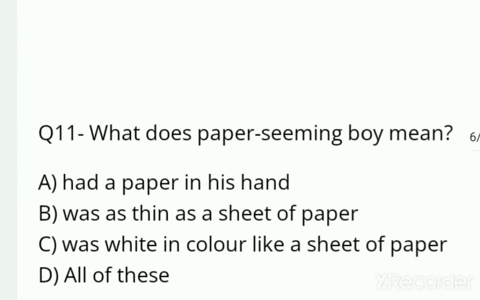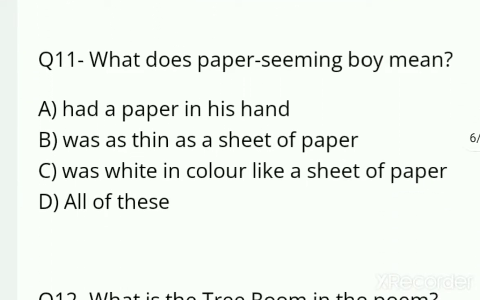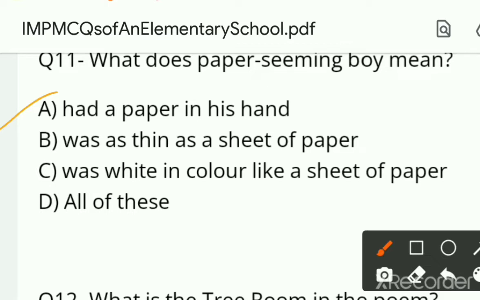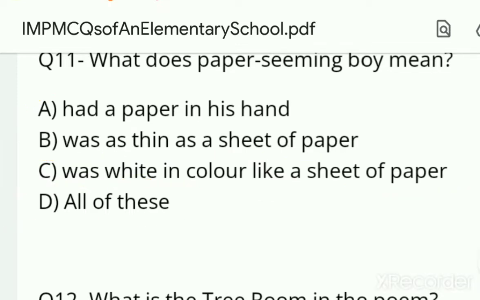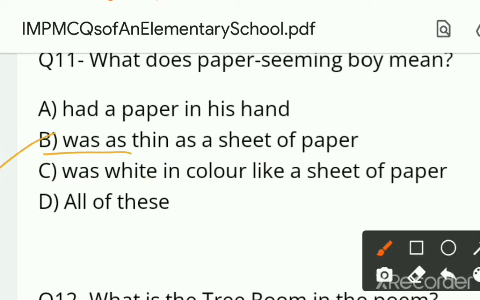Next question, what does paper seeming boy mean? A, had a paper in his hand. B, was as thin as a sheet of paper. C, was white in color like a sheet of paper. D, all of these. Yes, option B, was thin as a sheet of paper.